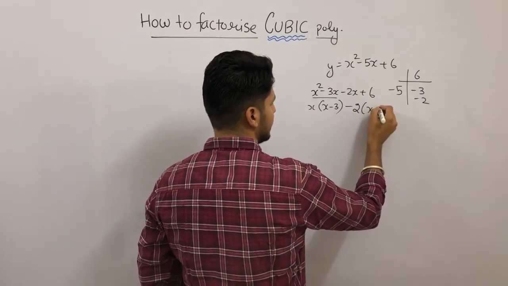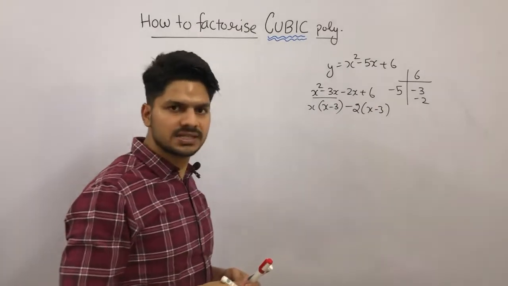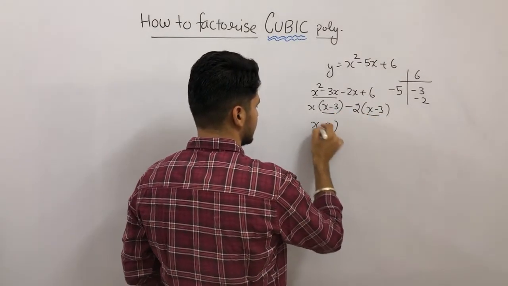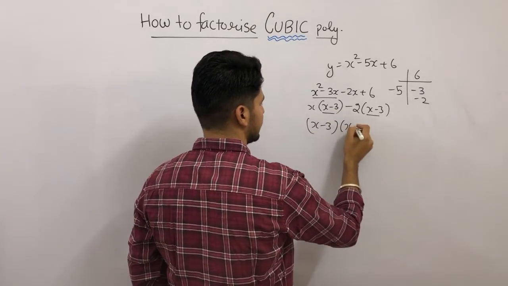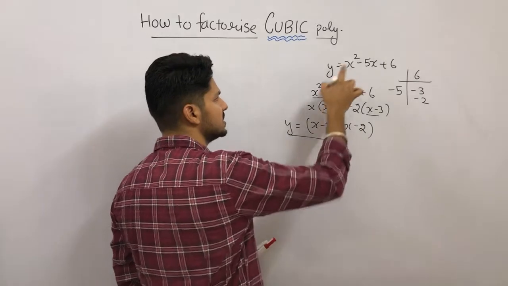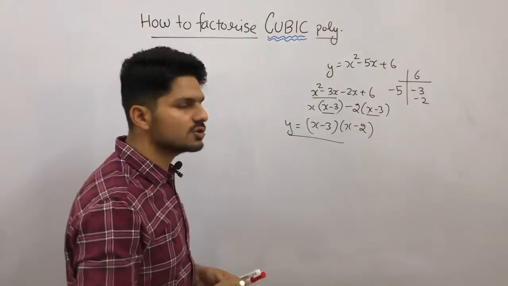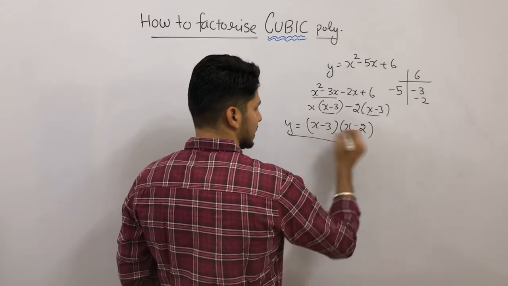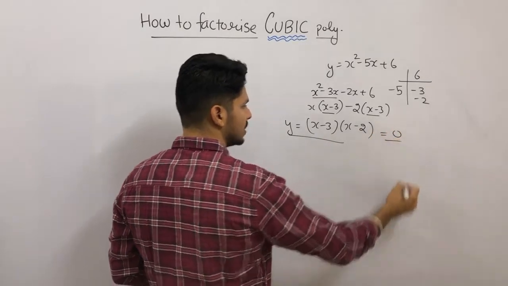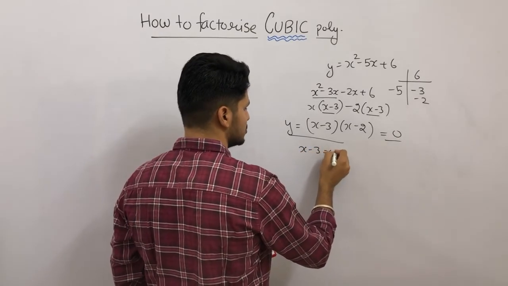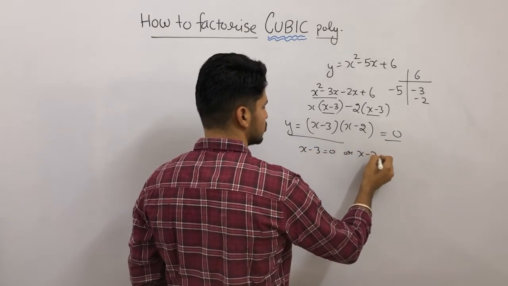You will get remaining term as x minus 3. In both of these, again x minus 3 is common. Here we are left with x, and here we are left with minus 2. So this is the factorization of this polynomial. This is quadratic polynomial. From here, can we say that if we want the zeros, we have to equate it to 0. Then can I say x minus 3 equal to 0 or x minus 2 equal to 0?